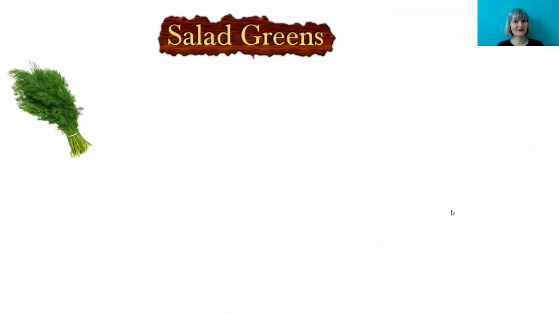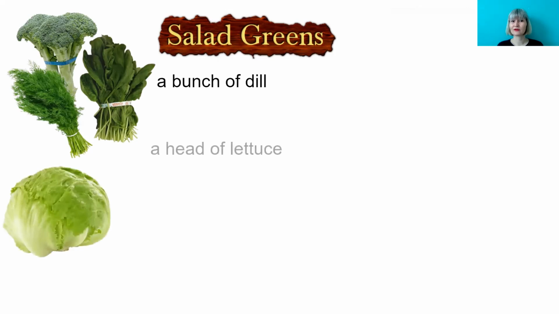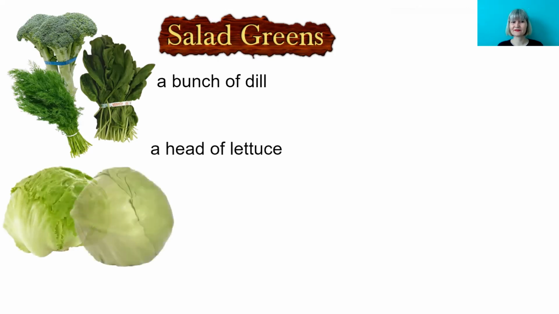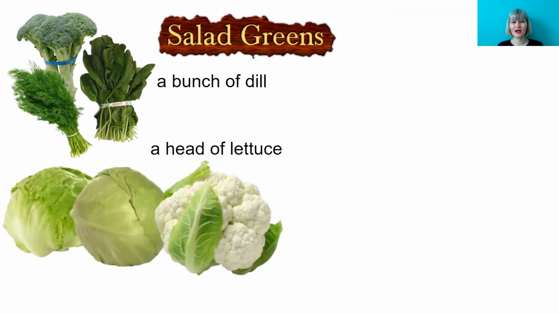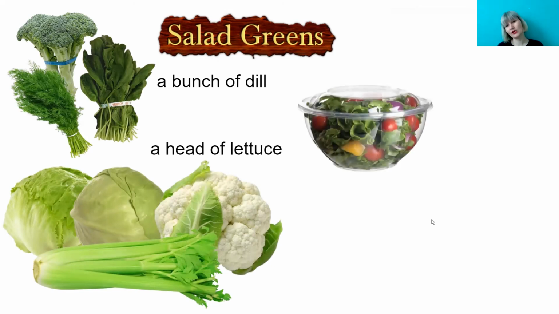All right, so now we're going to talk about salad greens. Очень интересно тоже, как мы меряем салаты. So this again can be a bunch, пучок, a bunch of dill, a bunch of spinach, a bunch of broccoli, пучок. Или мы помним гроздь еще. A head, головка, a head of lettuce, a head of cabbage, a head of cauliflower, a head of celery. Тоже головка сельдерея, головка цветной капусты, обычной капусты, как и в русском головка. Also, this can be a container or a bowl of salad.